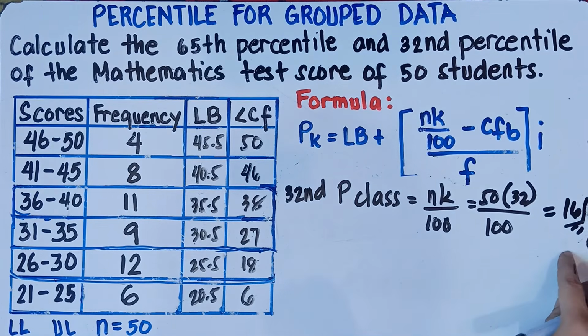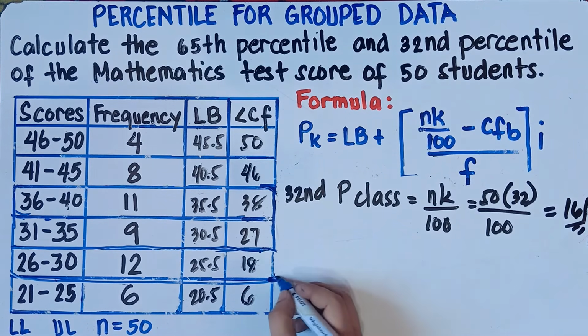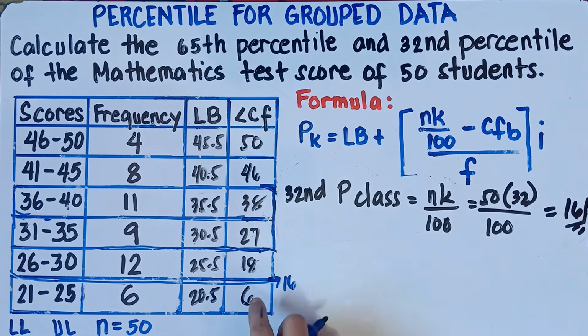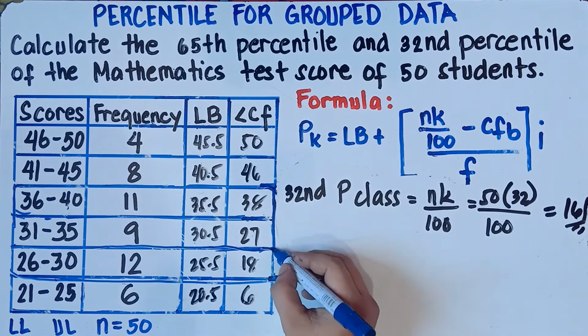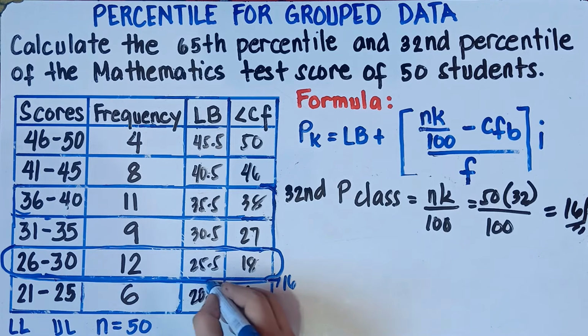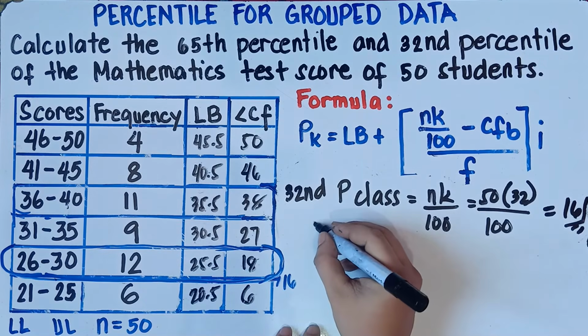Now we locate this 16 on our less than cumulative frequency. Where is 16? 16 is in between 6 and 18, right? We don't have the exact number for 16 in our less than cumulative frequency. Therefore, we need to select greater than 16. We don't have equal to 16, but we have greater than 16, that is 18. Always select the class greater than 16. So this will be our percentile class, and we'll be using this one in our formula. So this will be P sub 32, or the 32nd percentile.